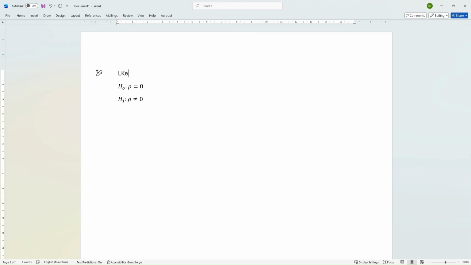Let rho be the true correlation coefficient between claim and payment amount. That's normally what you would go ahead to do. In a question with hypothesis testing, you will need to start by defining your rho, your terms, and then you're going to state the hypothesis. Why is it equal to and why is it not equal to zero? If it is equal to zero, what does this mean?